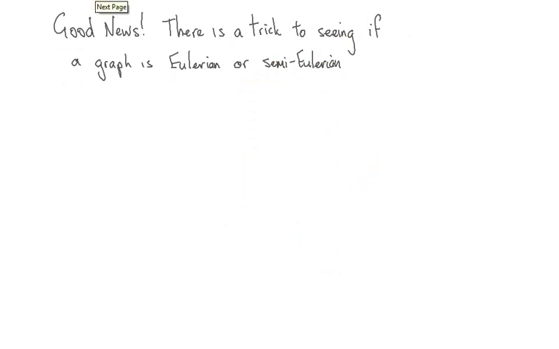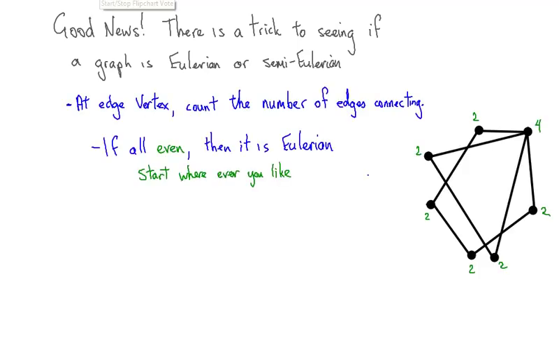The good news is there is a trick to seeing if a graph is Eulerian or semi-Eulerian. At each vertex, count the number of edges connecting. If all the vertices are even, then you have an Eulerian graph. And you can start wherever you like, and you'll always end up back where you started. So, at each vertex, count the number of edges that connect, and that will tell you.